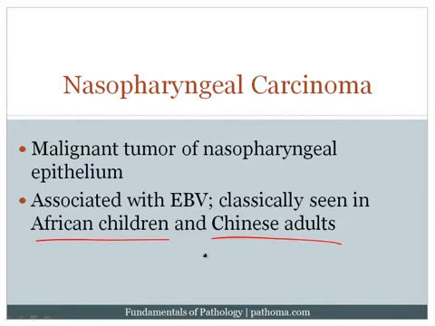Chinese young adults. The classic presentation is that they give you, especially on examinations, a Chinese adult who has enlarged cervical lymph nodes, because this tumor usually can spread to the cervical lymph nodes very quickly, and it classically presents with involvement of the cervical lymph nodes.